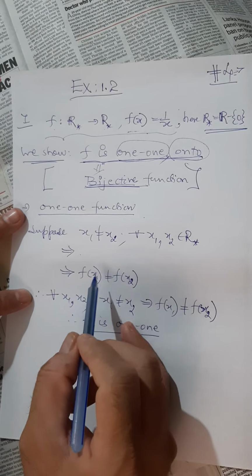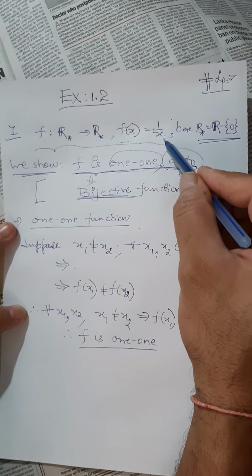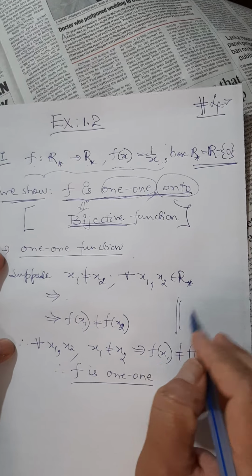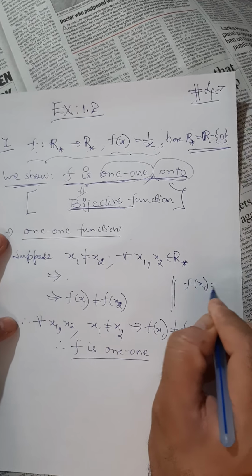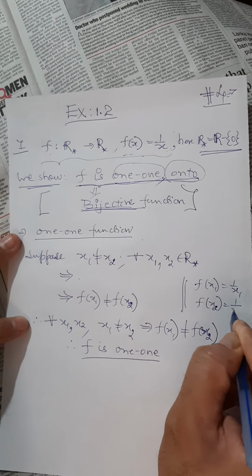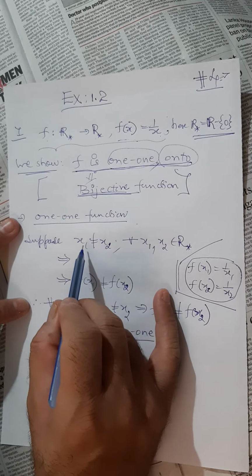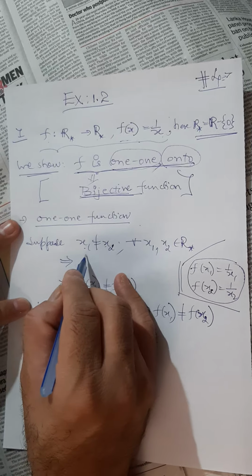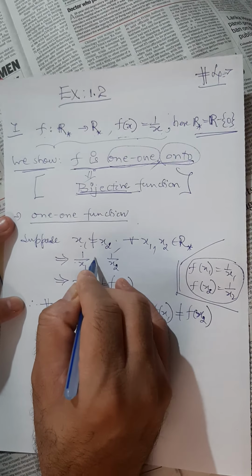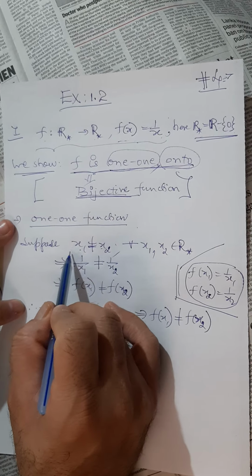Now here is the intermediate step. What is f of x1? Just go back to the definition. It is 1 upon x1. What is f of x2? It is 1 upon x2. This much you know. Now if the elements are different, you take the reciprocal on both sides. If numbers are different, obviously their reciprocals are different. This is obvious. This is the only important step.